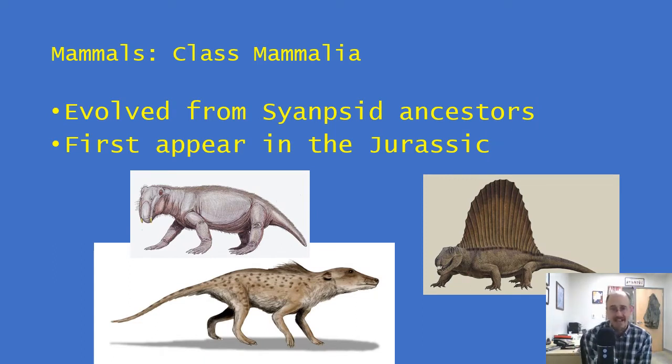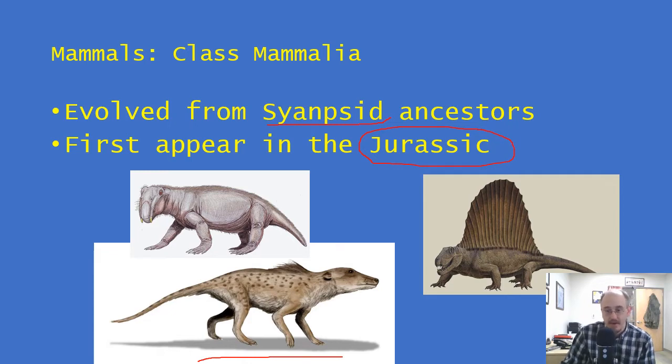We evolved from synapsid ancestors, so this branch of the reptile, like cousin of the reptiles, called synapsids. They first appear in the Jurassic, so that's, well, sort of the middle of the Mesozoic. Let me rephrase that. That's when mammals appear. Let me be clear on what I'm saying. Synapsids appear earlier than that. They appear in the Paleozoic, but mammals appear in the Jurassic, and they were small rat-like things like this one here, pretty small critters that were living at the time of the dinosaurs, but they weren't dominant at the time.